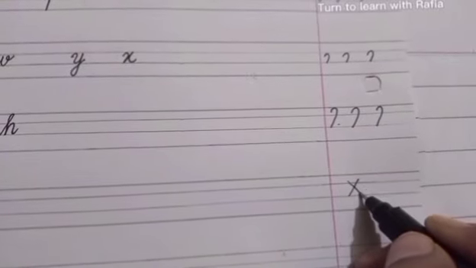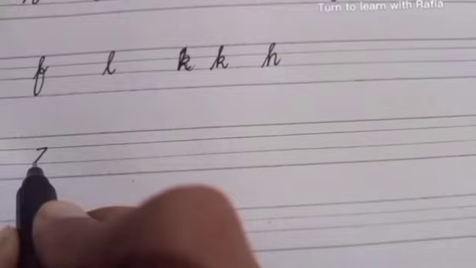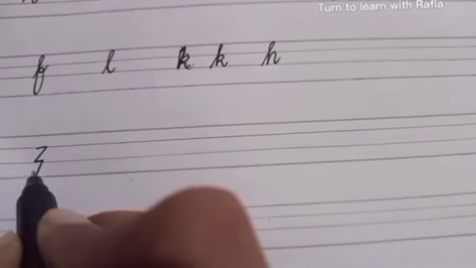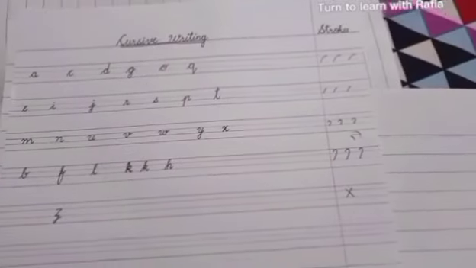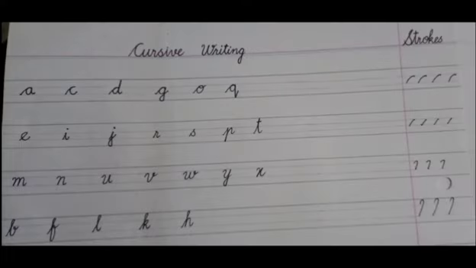The letter Z has no stroke, so we will write the letter Z like this. It's simple. So here are our small letters in cursive writing by using basic strokes.